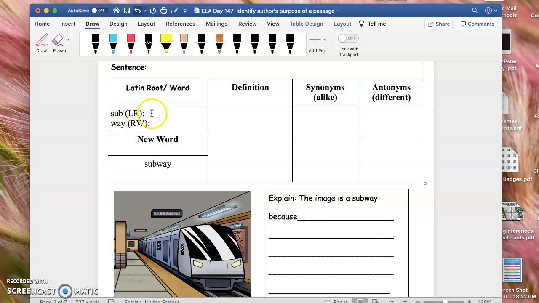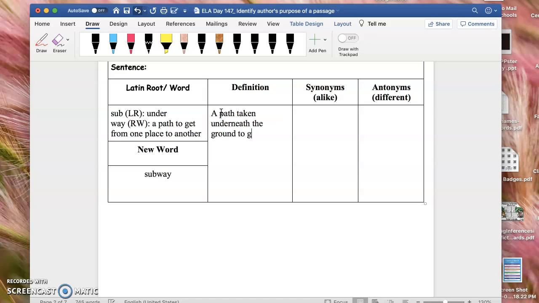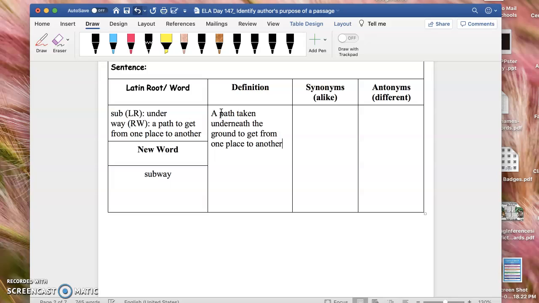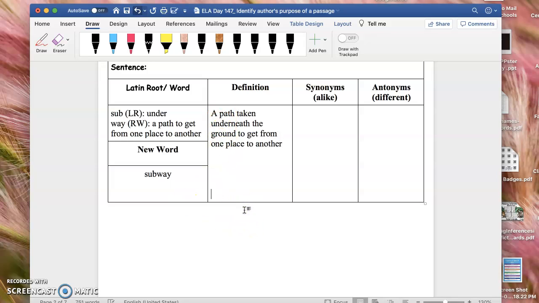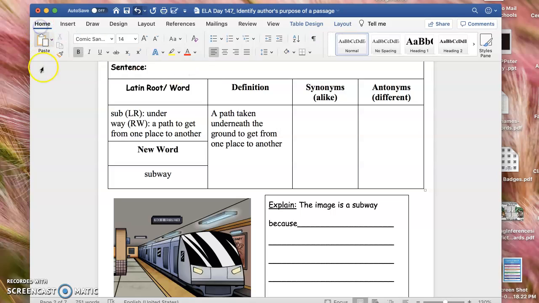And so sub actually means under, right? And then way, of course, is a path to get from one place to another. Okay? So when you put both of those roots together, it creates the word subway, right? And when you think of subway, it creates a new definition. So subway is definitely a path taken underneath the ground to get from one place to another. Okay, good. Excellent. So I'm going to go ahead and create a sentence. You could use my sentence or you could make your own sentence.